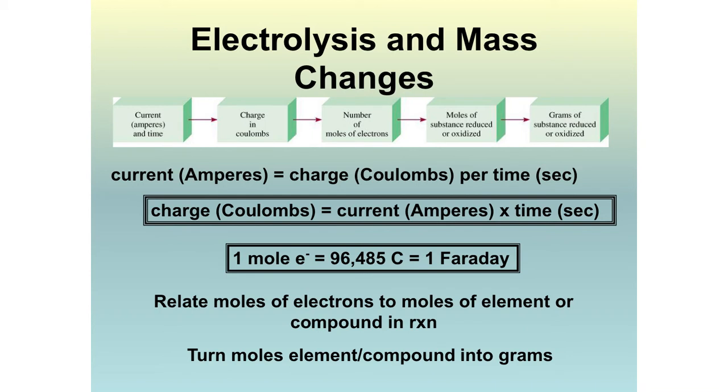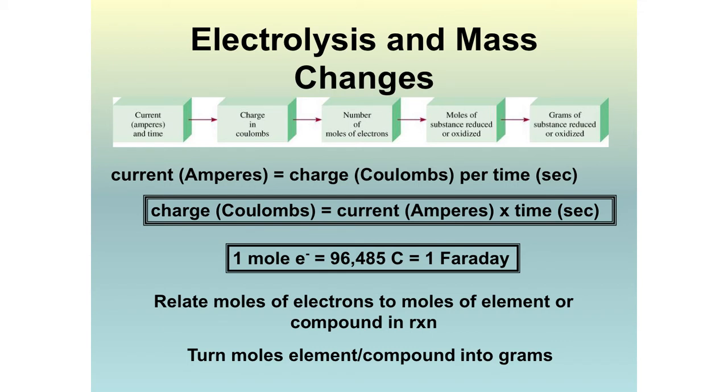All right, we're going to be doing some calculations now where we can figure out, if we have a certain current running for a certain period of time, how many grams of that compound or element will react. So this is really just going to be some stoichiometry, and then we also are going to be using a formula off of our reference table.